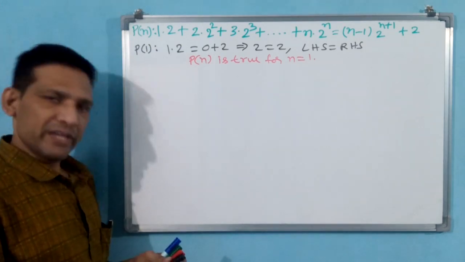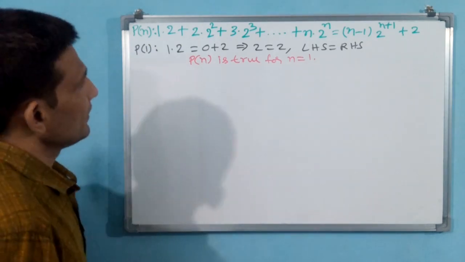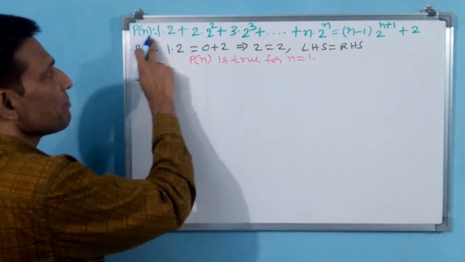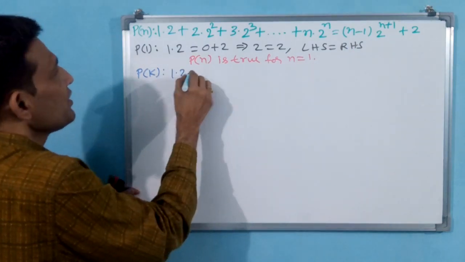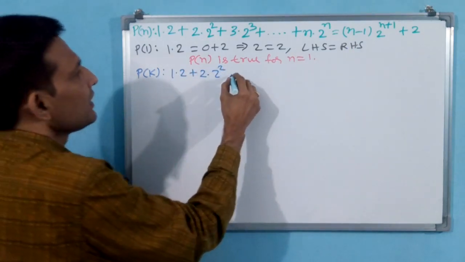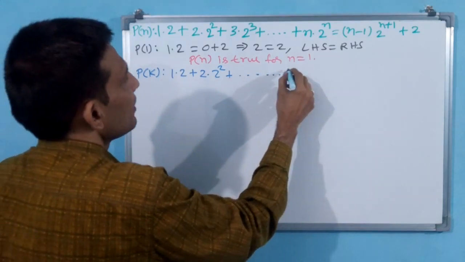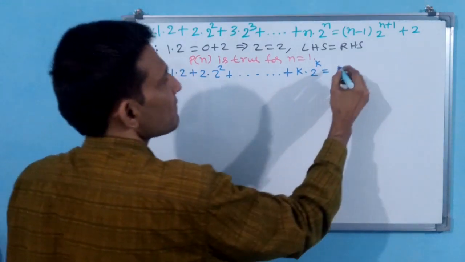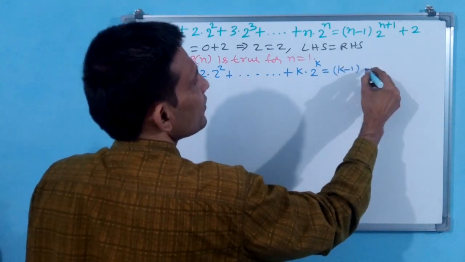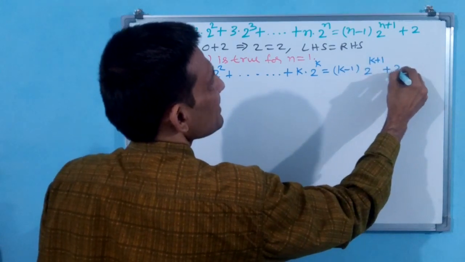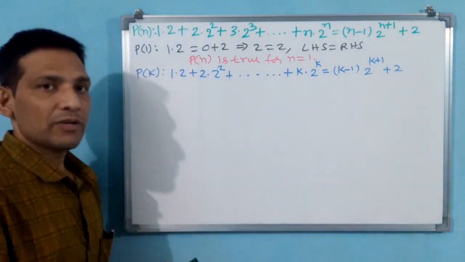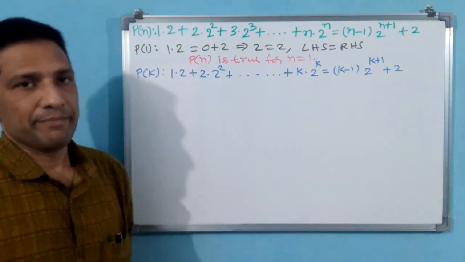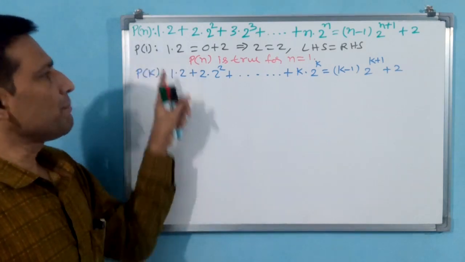Fourth step: write down P of k also. P of k: you repeat this. Simply copy 1 into 2 plus 2 into 2 square plus ... plus k into 2 power k is equal to k minus 1 into 2 power k plus 1 plus 2. That's all. You understand? This is Pk.